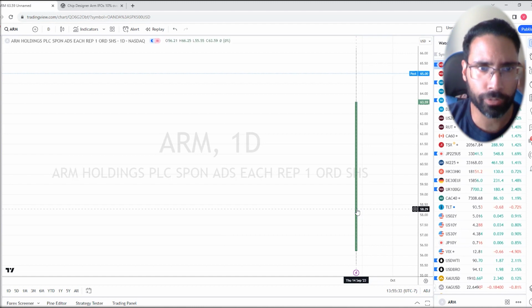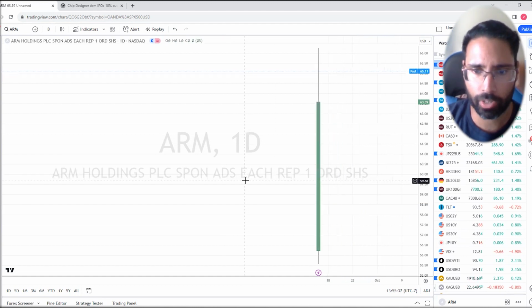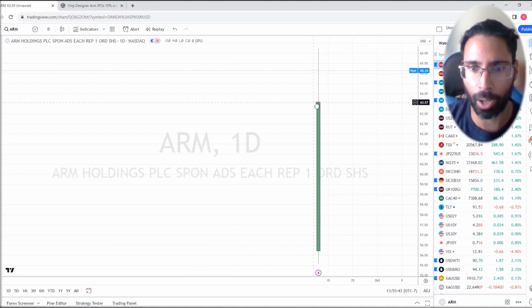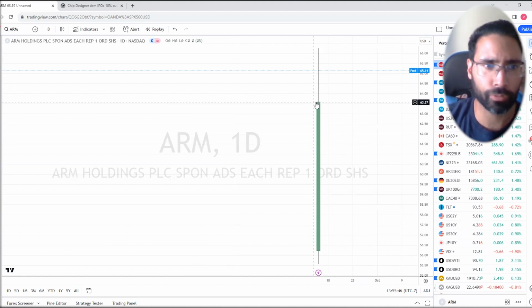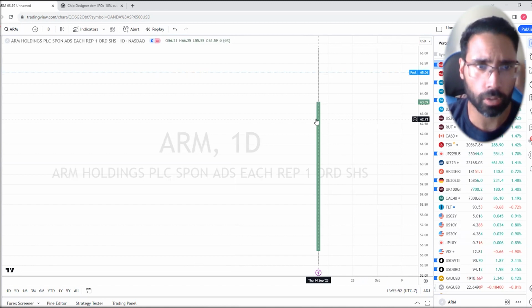And where's the open there? $56.21. And you can see here, this is the first daily candle of ARM Holdings. And yes, you can see post-market that ARM is still up. It closed at $63.59, just to be exact there, up on the top of my chart. You can see the C, which means close.